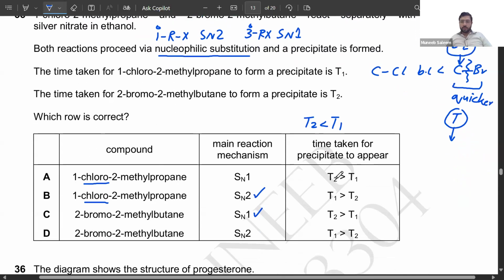So we look here that T1 is greater than T2 is the inverse of T2 less than T1. So T1 is greater than T2. So we have T1 greater than T2 in option B and D. So the only row with 2 ticks is option B, in which 2 ticks are there. So that's the correct answer, option B.